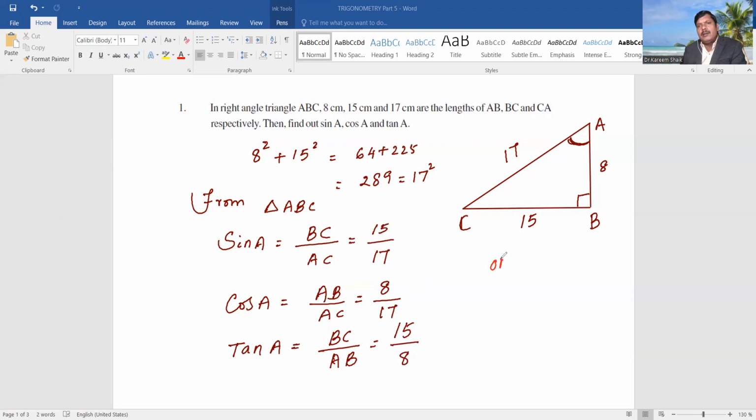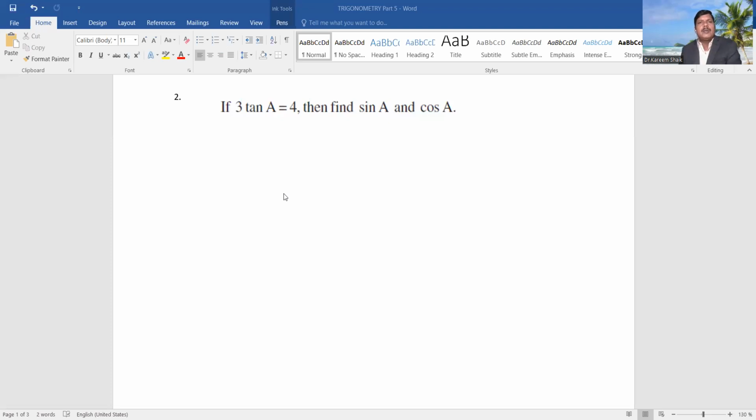Or else we can write the same thing another way. We know that tan A equals sin A upon cos A. Sin A value is what here? 15 upon 17, whole by the cos A value we got, 8 upon 17. So 17 gets cancelled, and again we got 15 upon 8. I hope it's clear.